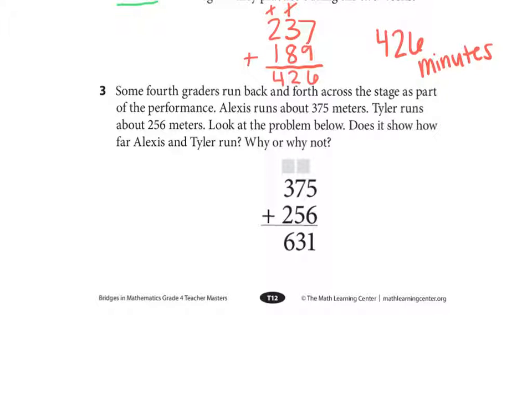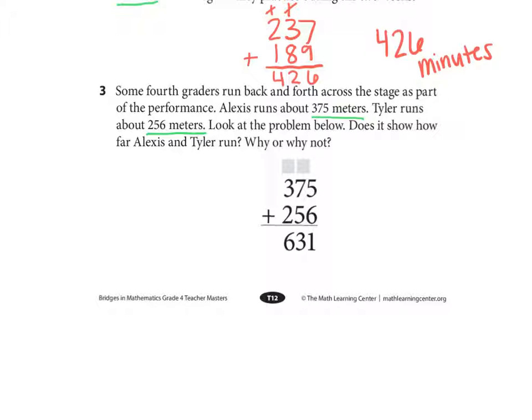And lastly, number 3. Some 4th graders run back and forth across the stage as part of the performance. Alexis runs about 375 meters. I'm going to underline that. Tyler runs about 256 meters. Look at the problem below. Does it show how far Alexis and Tyler run?